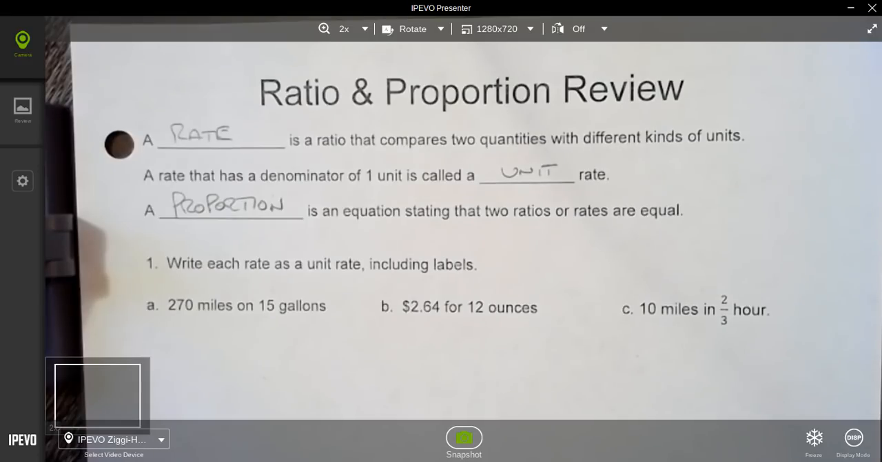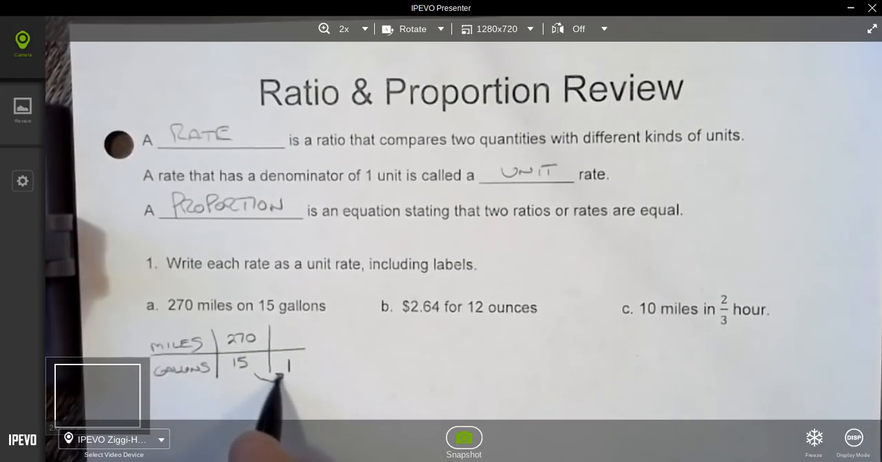And what we're going to do in example number 1, we're going to write each rate as a unit rate, and we're going to include our labels. And so the first one here in part A, it says 270 miles on 15 gallons. And our goal here is try to figure out how many miles per gallon we would have with this. Now, you can either set up a ratio table where we would have our miles over our gallons, and then we could fill in our information, 270 miles on 15 gallons. And our goal here is to figure out how many miles with 1 gallon.